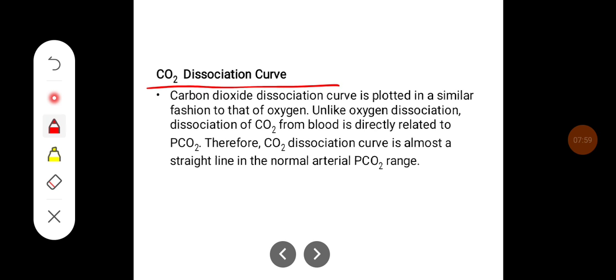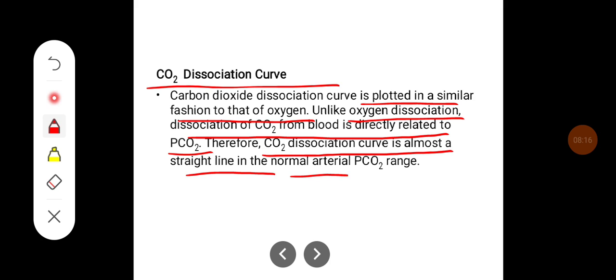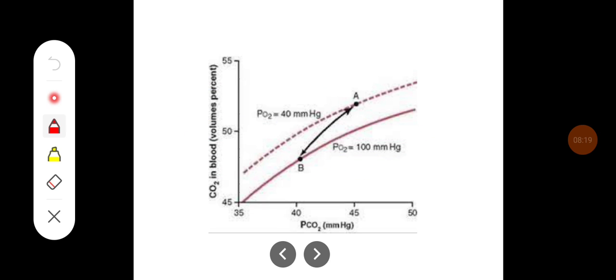Carbon dioxide dissociation curve. The carbon dioxide dissociation curve is plotted in a similar fashion to that of oxygen. Unlike oxygen, the dissociation of carbon dioxide from blood is directly related to the PCO2. Therefore, the carbon dioxide dissociation curve is almost a straight line in the normal arterial PCO2 range. So this is when you plot the carbon dioxide dissociation curve at PO2 of 40 mmHg and at 100 mmHg. So in the presence of oxygen, the carbon dioxide dissociation curve is going to shift to the right side, leading to unloading of the carbon dioxide, that is at the lung.